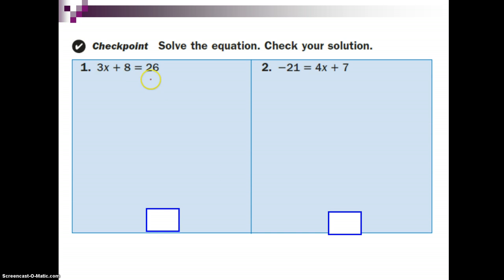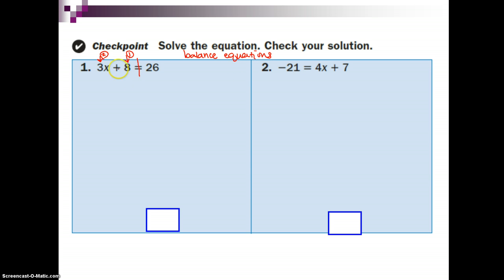Go ahead and try these problems. Remember to clear the side with the variable, and you want to clear the constant first and then clear the coefficient. And remember, always balance the equations. Do the same thing on both sides. Pause the video at this time.